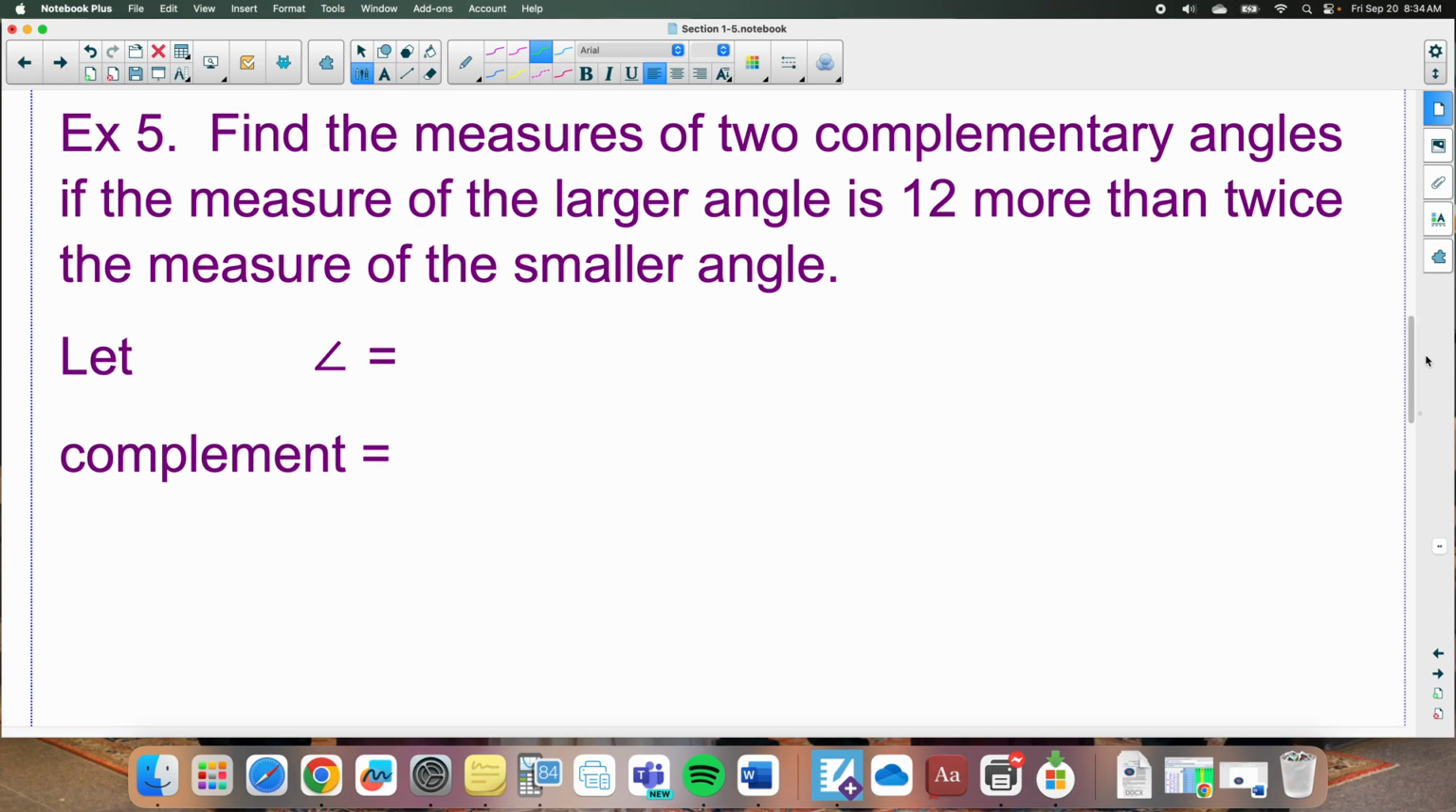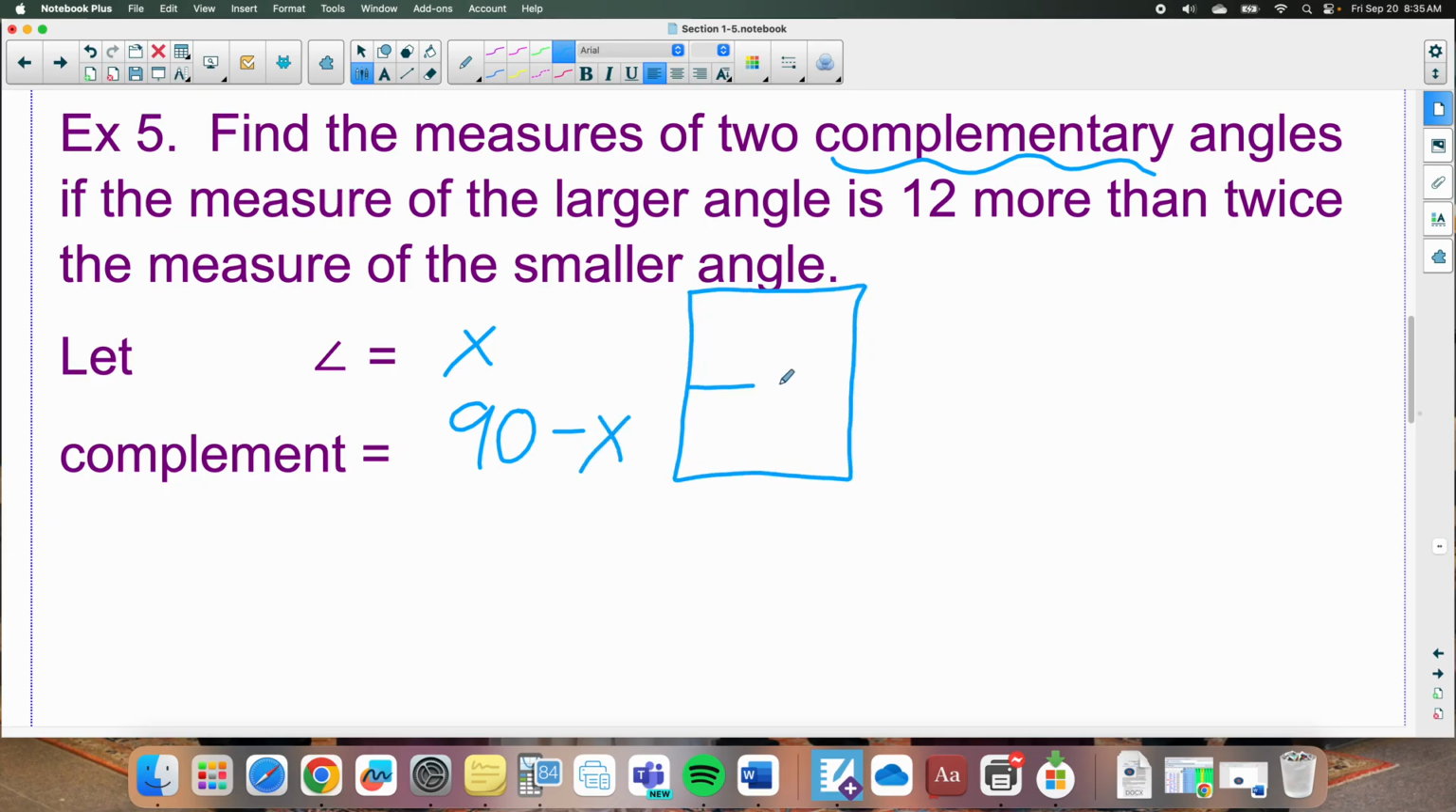So now let's look at example 5. It says, find the measures of the two complementary angles, okay? So, with these, you always let your first angle be x all the time. These are complementary. So do you know what I would do for that? 90 minus x, okay? And then I make that little box. Now it says, find the measures of the two complementary angles, and we already took that into account.